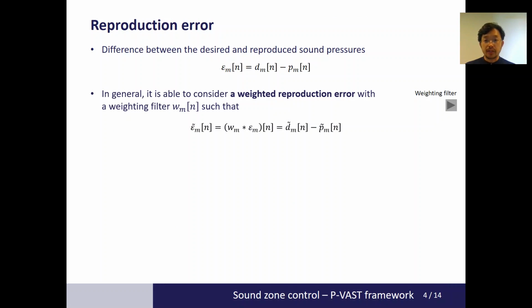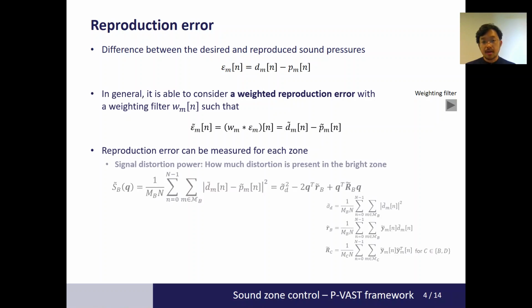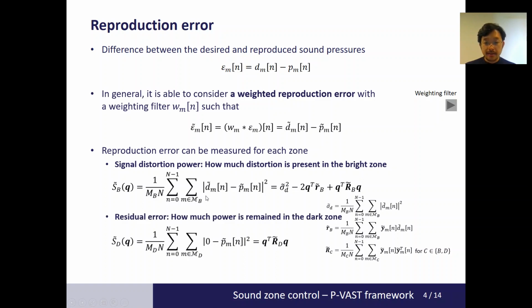Now we know how to get this weighting filter Wm. So in this weighted reproduction error, you know everything. Now we can measure the distance between these two terms. This can be done by calculating the reproduction error for each of the zones. For the bright zone, we can calculate the signal distortion power, which describes how much distortion is present. This is a spatially and temporally averaged norm to scale value. In the same manner, we also calculate the residual error power for the dark zone, which describes how much power remains there.